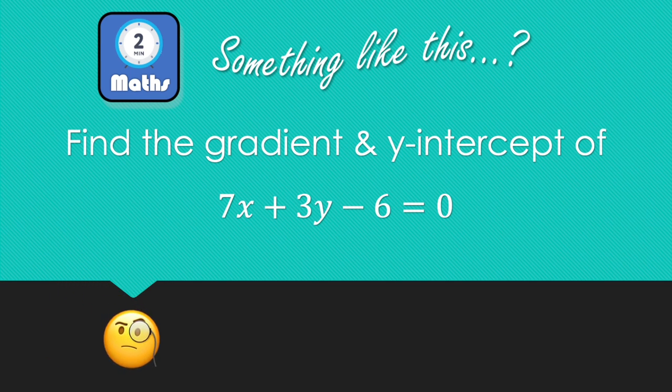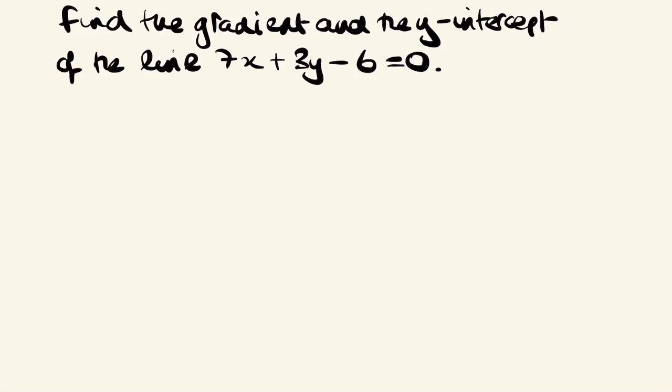So you want to do something like find the gradient and the y-intercept of the line 7x plus 3y minus 6 equals 0. Well, the gradient is just the steepness or the slope of the line, and the y-intercept is where the line of the graph goes through the y-axis.